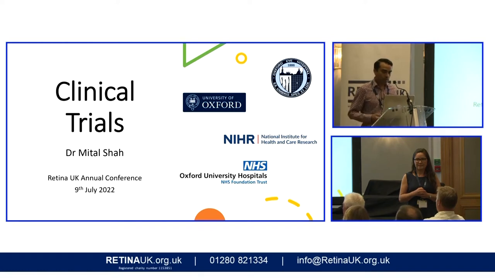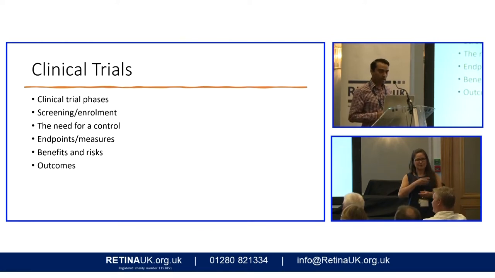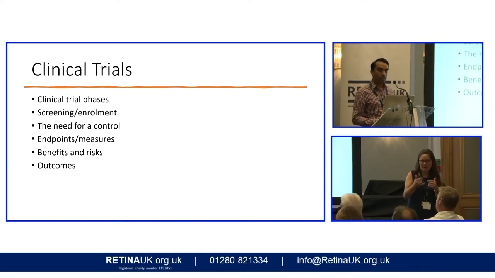So I'm here to talk to you about the clinical trials process, and more specifically, I'm going to talk about the different phases of clinical trials. We'll talk a bit about what screening and enrollment of a clinical trial might involve, why it's important for particularly phase three clinical trials to incorporate control. We'll talk about what sorts of endpoints and measures clinical trials might be looking at, some of the benefits and risks that you might want to consider if you're thinking about taking part in a clinical trial, and finally touch on some of the outcomes of clinical trials.